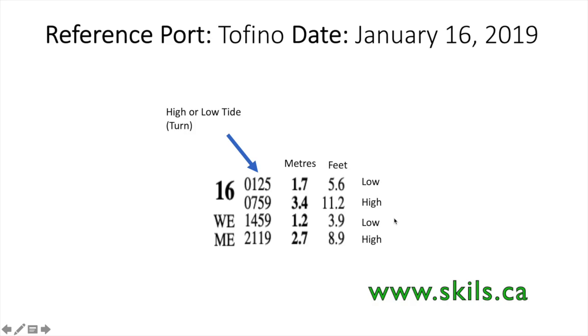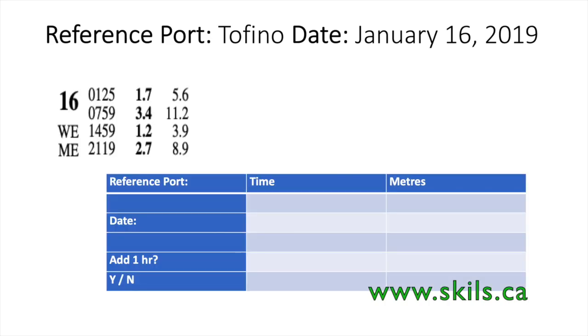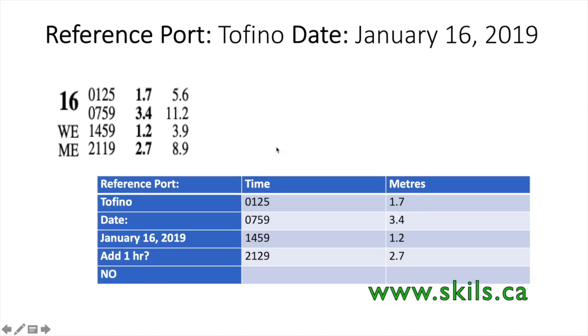And this is because we have a mixed semi-diurnal tide cycle, and that means that we have 2 highs and 2 lows every day, and that those heights will not be the same. So you'll have a higher high and a lower low, and then 2 in between. And if we were to write this in our book, we would take the times here, and the most important thing to know is, are we within daylight savings?